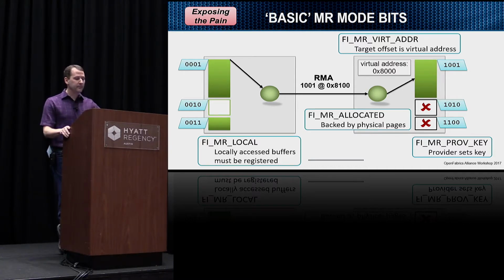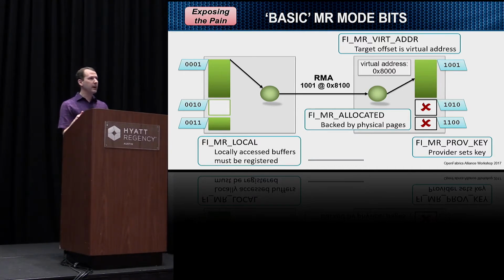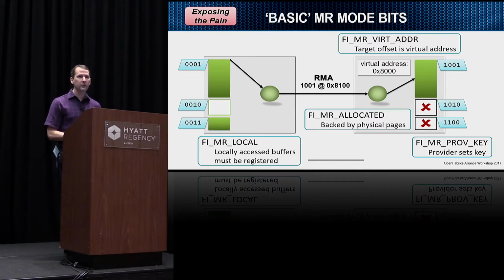To add to that, typically these basic mode bits are paired with what we call local. Local says that you need to register all data buffers that are used with transfers. We require registration on anything that is accessed through RDMA or atomics, for security reasons. For local sends, local receives, or source RMA buffers, it's not required unless the local bit is set.